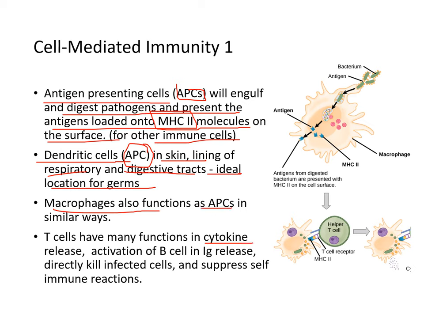T cells have many functions in cytokine release, activation of B cells, and Ig release. And they kill infected cells directly. And they also suppress self-immune response. In the antigen-presenting cell mechanism shown here, a bacterium gets engulfed, broken down, and the antigens bound to MHC2 molecules are presented on the macrophage surface. And then the helper T cell again comes along and binds to the antigen-MHC2 complex, which then leads to a release of cytokines and so on.